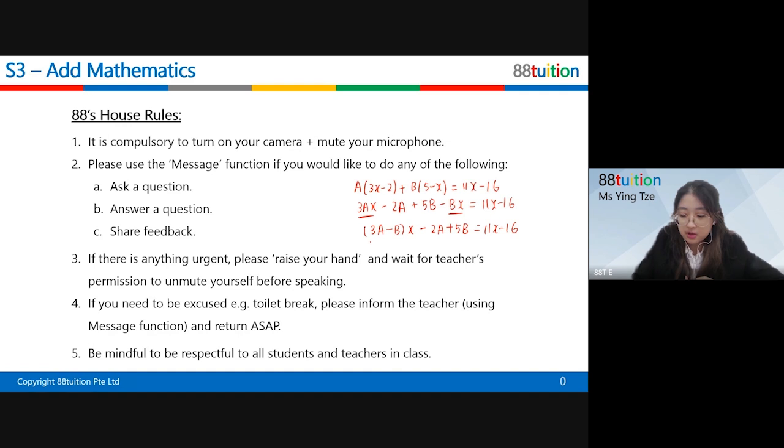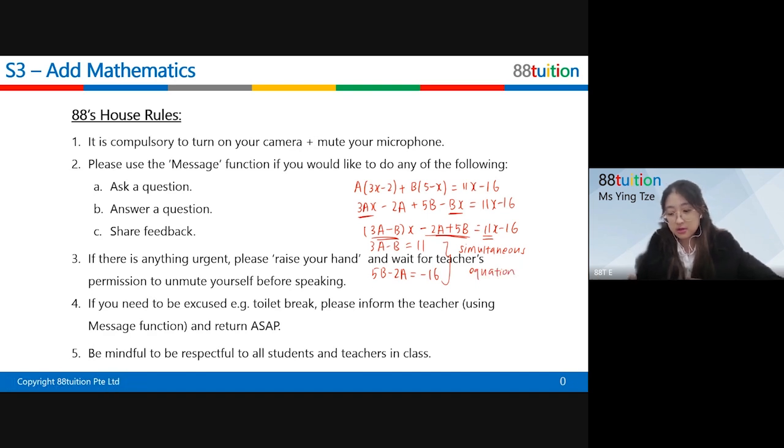So that means that 3a minus b, this one, has to be equal to 11, right? And then we have this 5b minus 2a equals to negative 16. So now you have to solve the simultaneous equation. Do you know how to do simultaneous equation? Okay.